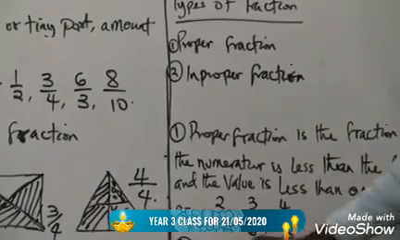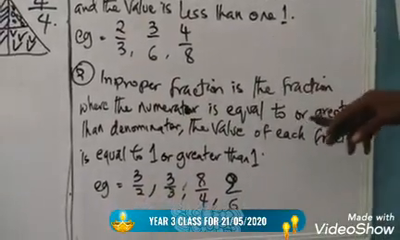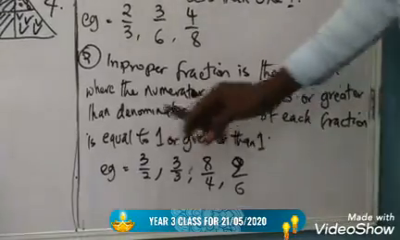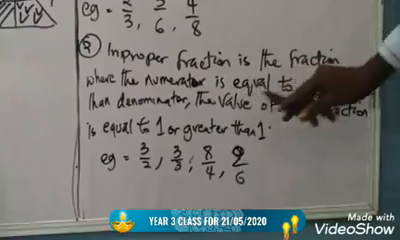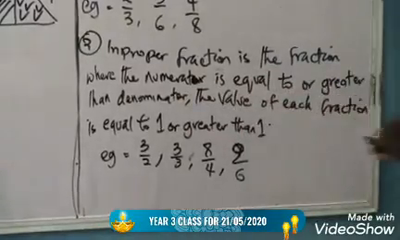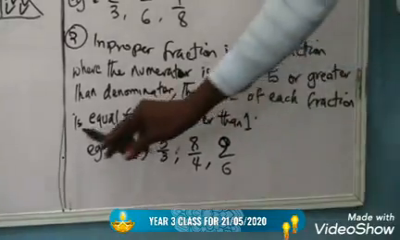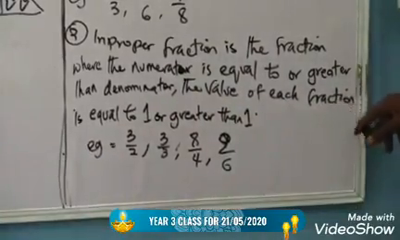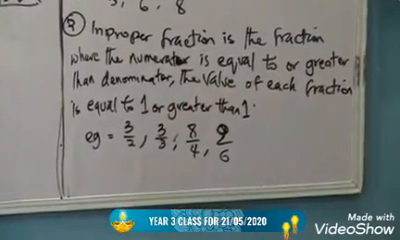So the second type of fraction is the improper fraction. The improper fraction is the fraction where the numerator is equal to or greater than the denominator. Here we are talking of the opposite. The value of each fraction is equal to 1 or greater than 1.